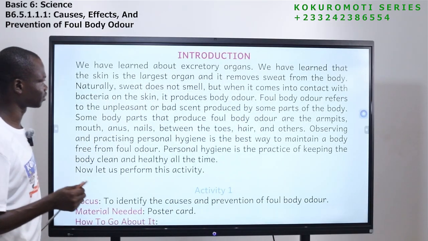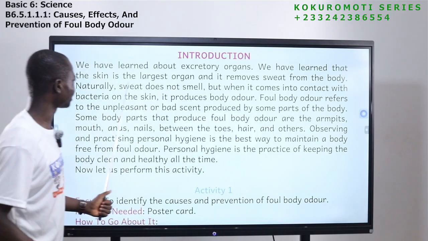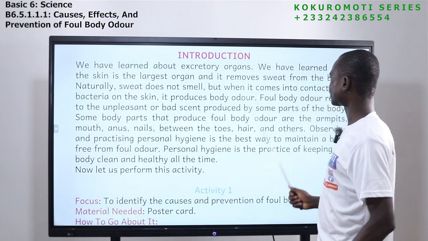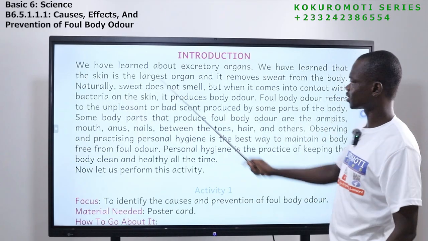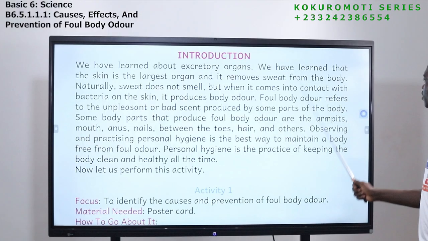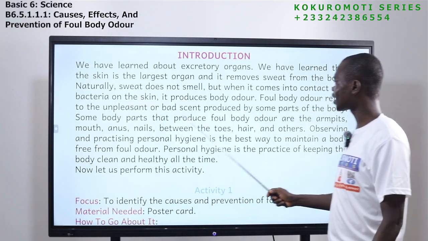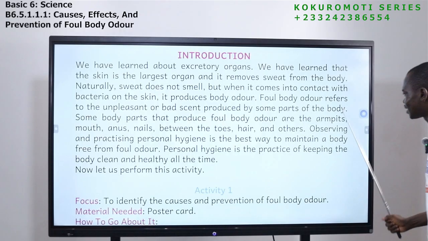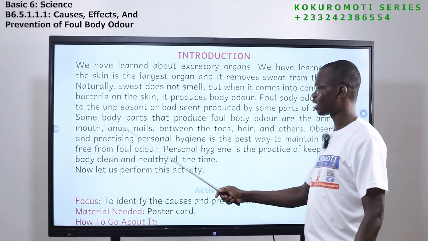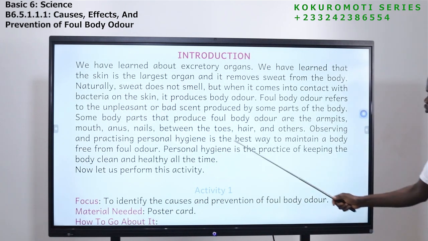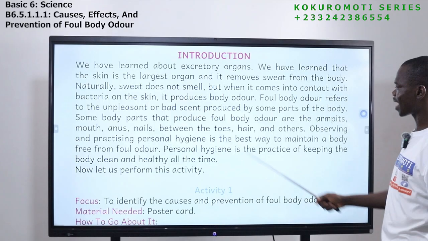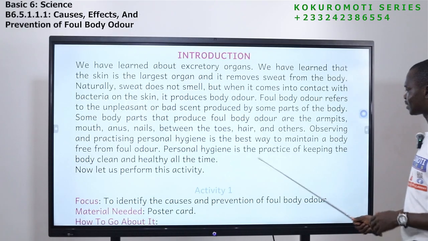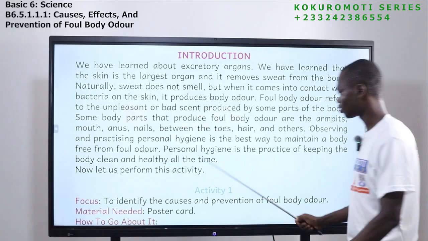Now let's look at it. We have learned about the excretory organs. We have learned that the skin is the largest organ and it removes sweat from the body. Naturally, sweat does not smell, but when it comes into contact with bacteria on the skin, it produces bad body odor. Foul body odor refers to the unpleasant or bad scent produced by some parts of the body. Some body parts that produce foul body odor are the armpits, the mouth, the anus, nails, between the toes, hair, and others. Observing and practicing personal hygiene is the best way to maintain a body free from foul odor. Personal hygiene is the practice of keeping the body clean and healthy all the time.